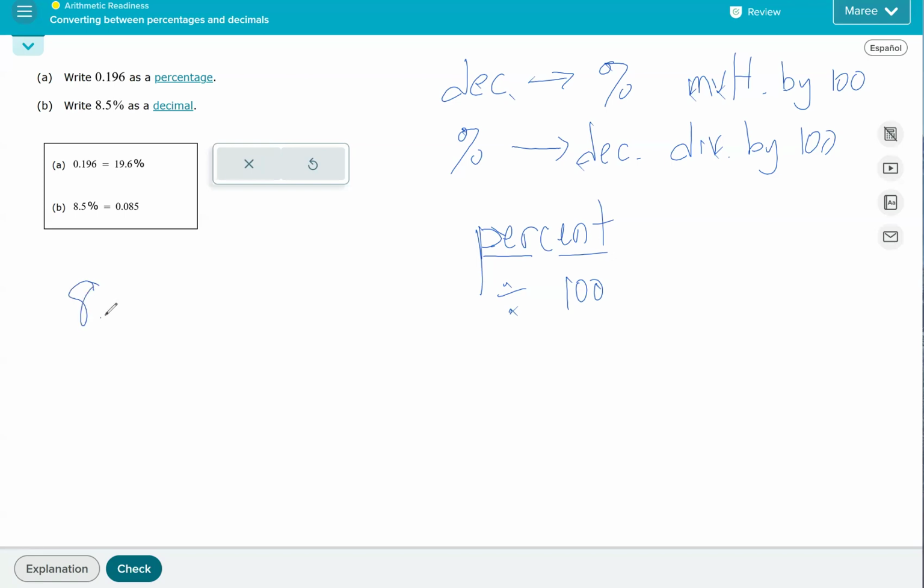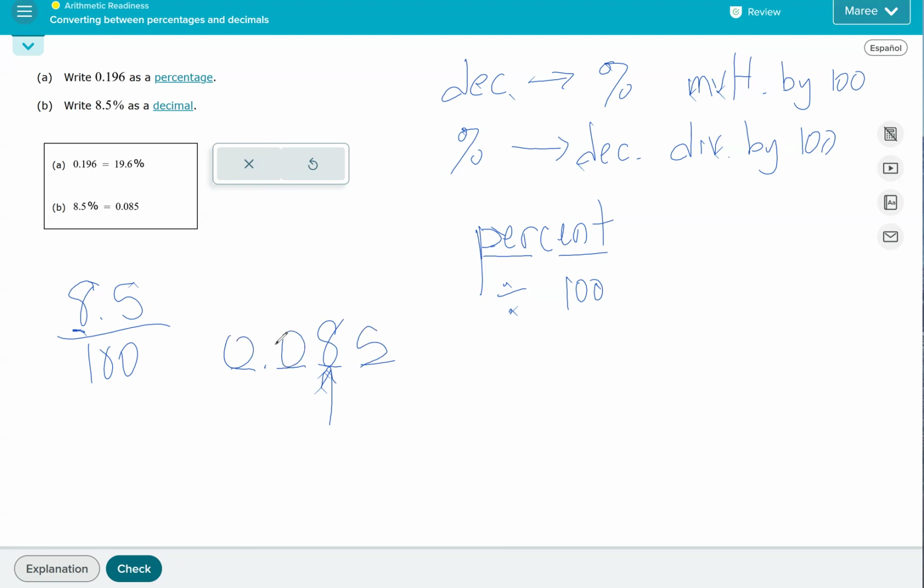So you have 8.5 and percent means divide by 100. If you read this fraction, it's 8.5 hundredths, which means the ones place, that 8, has to be in the hundredths place. Here's the hundredths place. So the 8 goes there, and then the 5 comes after. And that's how you get the 0.085.